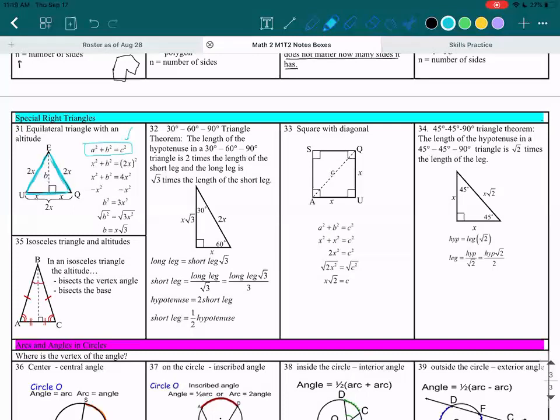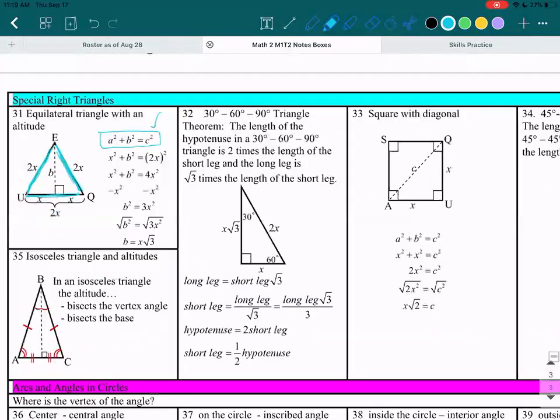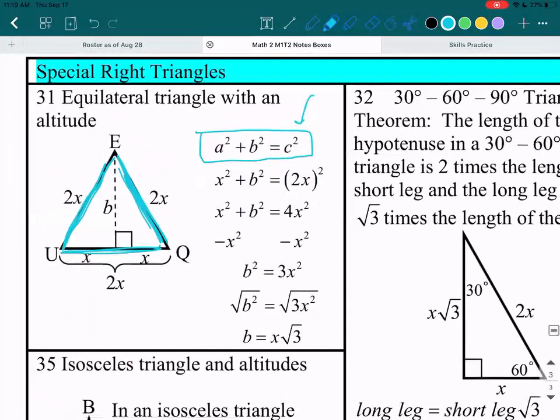Then let me fix the attendance really fast. Okay, then thank you for the reminder.